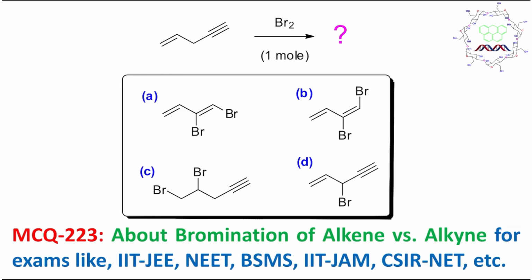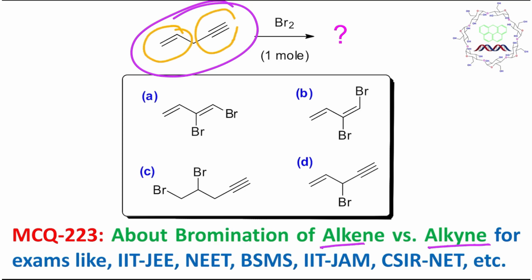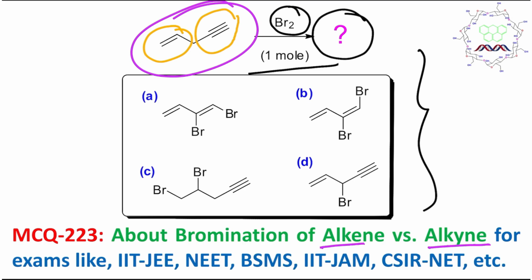Today's topic of discussion is actually a comparative study between alkene versus alkyne. So you can see this molecule, it is actually having a terminal alkene and terminal alkyne. So here it first reacted with this bromine, 1 mole, and what is the product you have to say. Here 4 options are provided and one of them is the right answer.